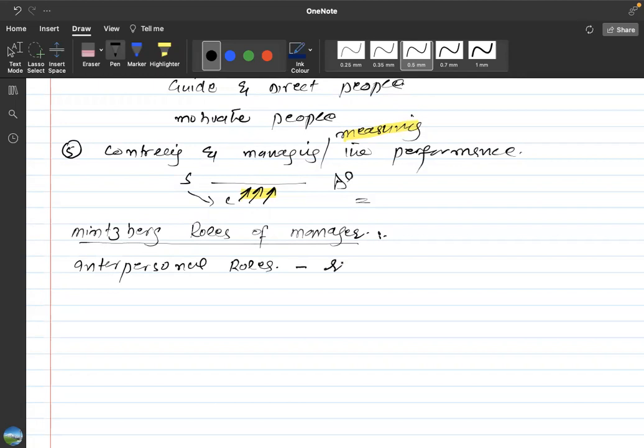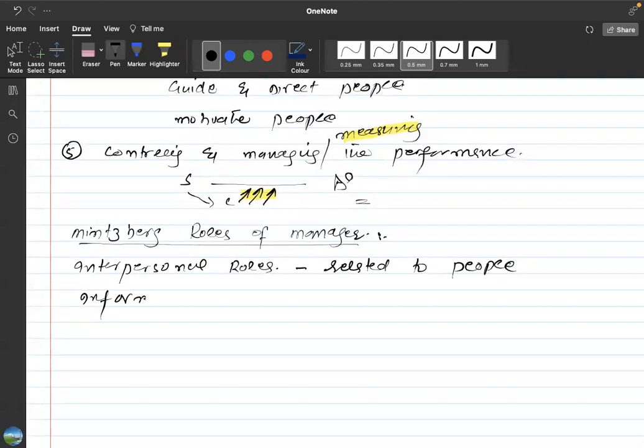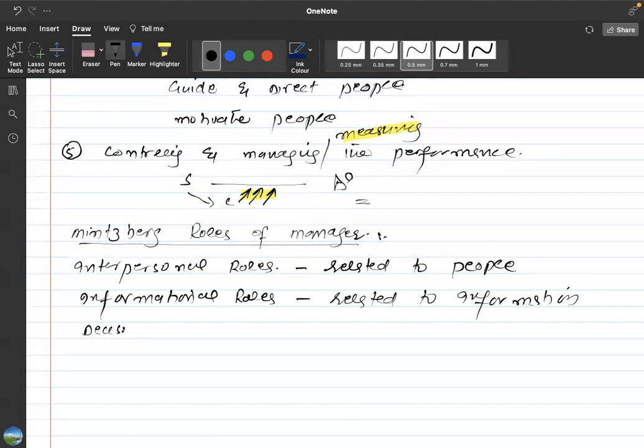Interpersonal roles are related to people, informational roles that are related to the information process, and then decisional roles related to entrepreneurship and the decision-making process. And as I told you, there are subcategories of these roles too, we'll talk about.